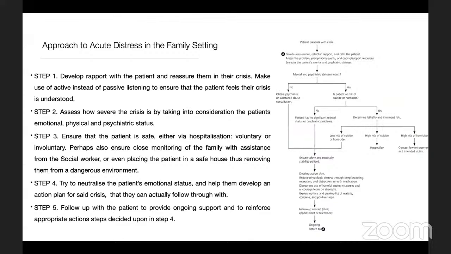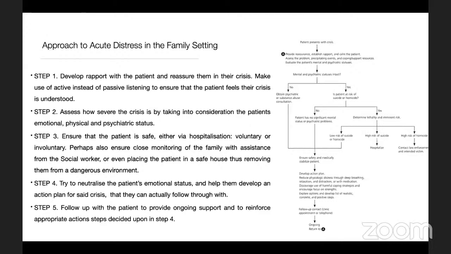The last topic that I need to discuss is the approach to acute distress. There are very many situations where a patient may present with an ailment precipitated by a family crisis. The clinician needs to develop a stepwise approach to an acute crisis and learn how to diffuse the situation as best and as safely as possible. According to the American Association of Family Physicians, here are the 5 steps to crisis management.